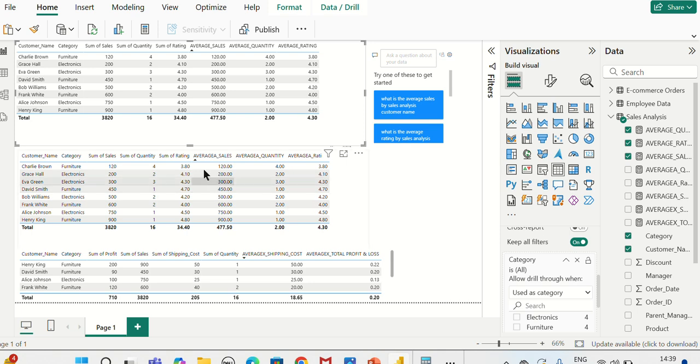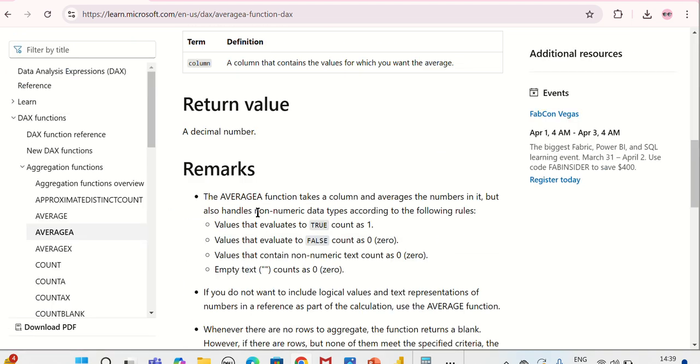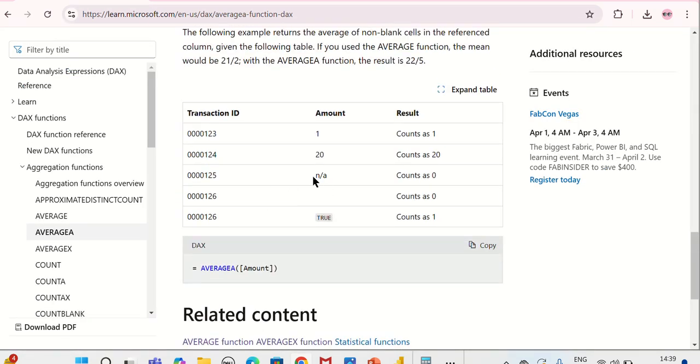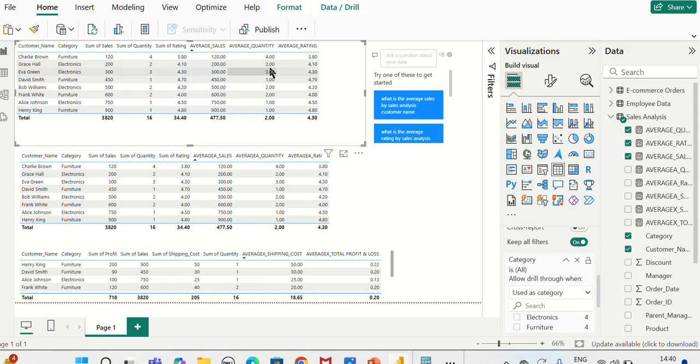But when it comes to AverageA, see, I have explained you in AverageA, if you see this table, here are the null values. This is NA, this is blank, this is true. So what DAX does is, DAX considers a null value as 0 and a true value as 1, okay. But Average doesn't do that. It will calculate 1 2 3 4 5 6 only. But in AverageA, it will just give 0 value in this. Hope the average concept is clear for you people.